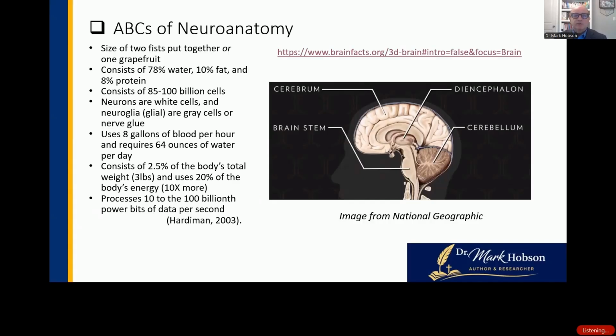The brain consists of 2.5% of the body's total weight, or about 3 pounds. It uses 20% of the body's energy, and it processes 10 to the 100 billionth power bits of data per second. We know the term dim bulb because our brain possesses 20 watts of electricity, or about the size of a refrigerator bulb. The hindbrain is the brain stem, the medulla, the oblongata, this area right in here.